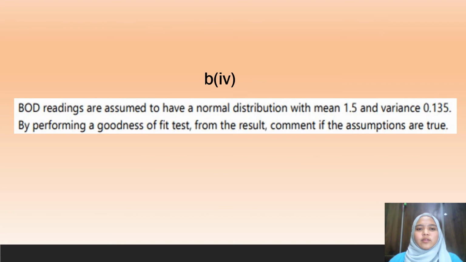Hi, my name is Hanis. Today I would like to explain question B4. The question is: BOD readings are assumed to have a normal distribution with mean 1.5 and variance 0.135. By performing a goodness of fit test from the result, comment if the assumptions are true.